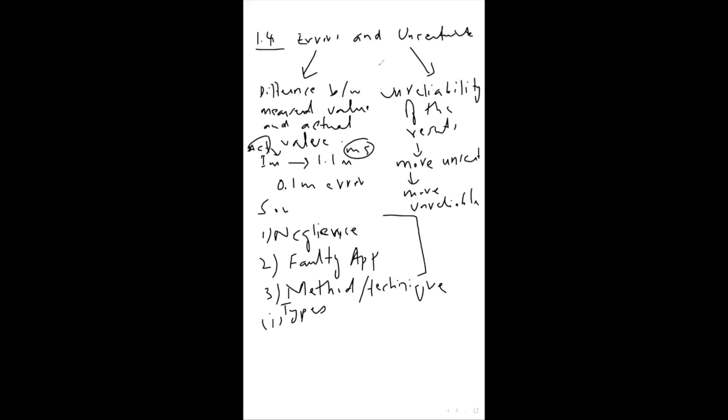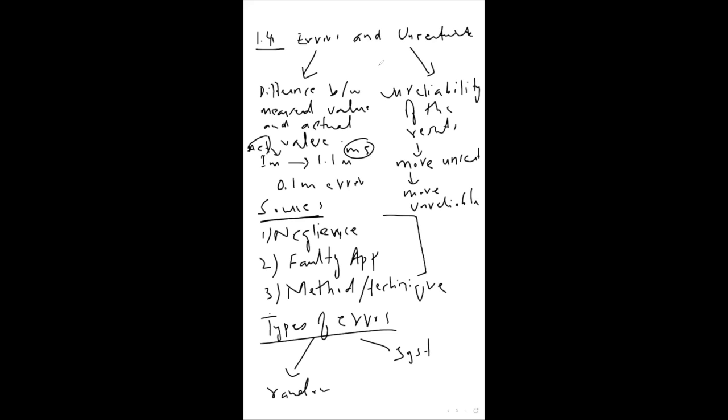and from these three sources come the types of errors. These are sources, and now let me write it down. So types of errors could be random or systematic. Okay.